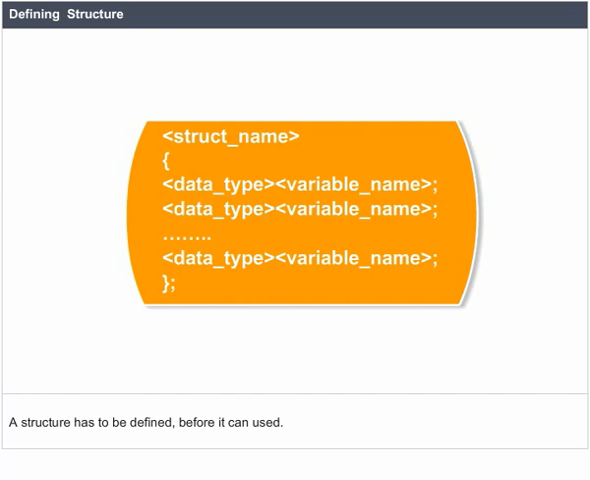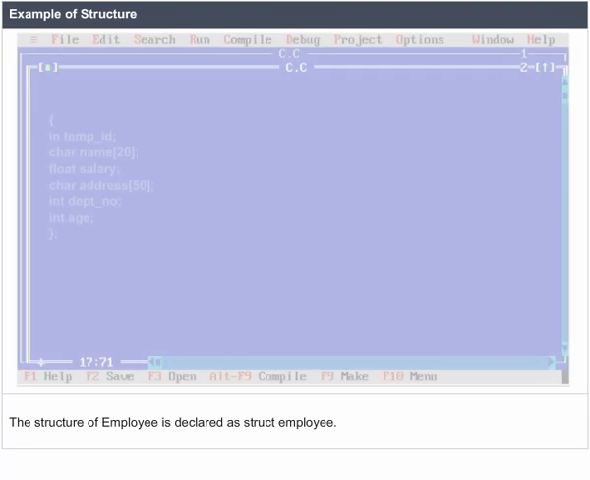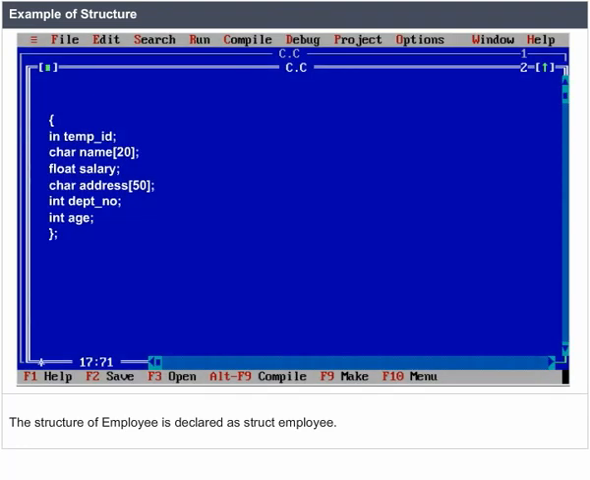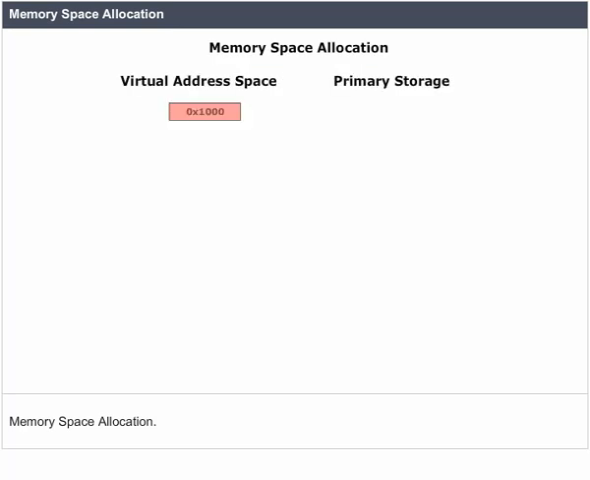Defining structure. A structure has to be defined before it can be used. The syntax of defining a structure is struct. Example of structure: the structure of employee is declared as struct employee. Memory space allocation.